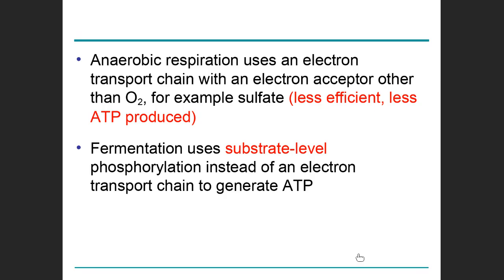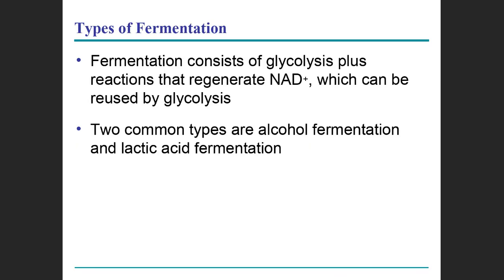Fermentation is a form of anaerobic respiration. It uses substrate level phosphorylation, so only those two molecules of ATP produced in glycolysis are available as the energy source. So there's no electron transport chain, there's no Krebs cycle, it's just glycolysis. And so we said only two molecules of ATP get produced, and that's not much.